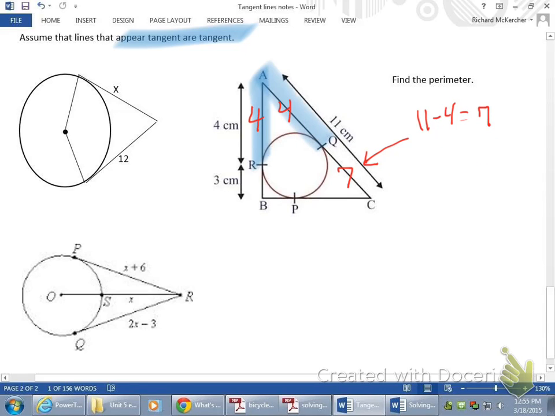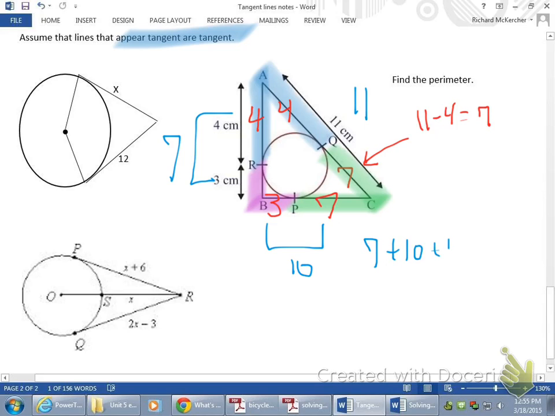And now, in green, do I recognize that this situation here is the same? Two tangent lines, and they both come from the same point, so those two must both be 7. And then over here, I recognize that these two must be the same, so they're both 3. Of course, the answer was find the perimeter, so I can just add all that up now and find out that the perimeter is 28.